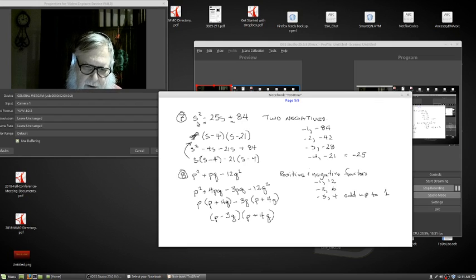We're starting out number 7 with s squared minus 25s plus 84. Okay, we've got a positive constant term, and our middle term has a negative coefficient. So that means we're multiplying two negative numbers together. So we're looking for negative factors of positive 84 that add up to negative 25.